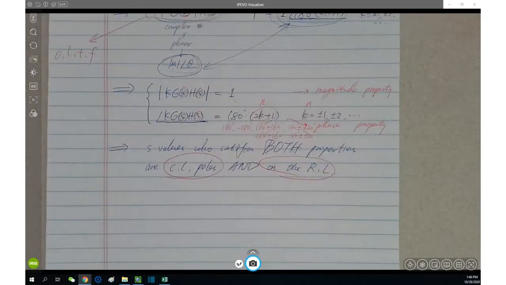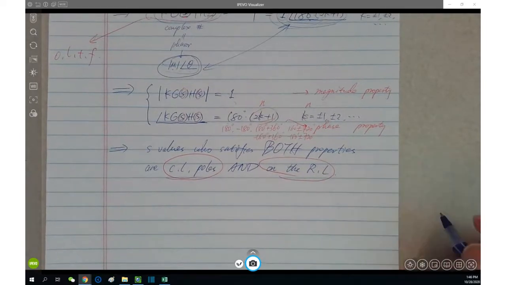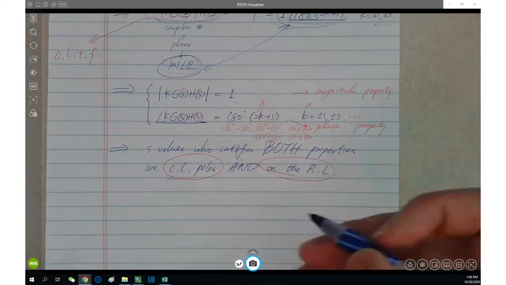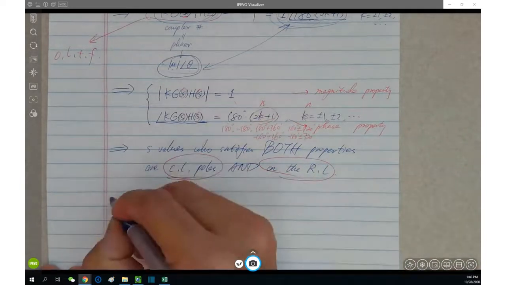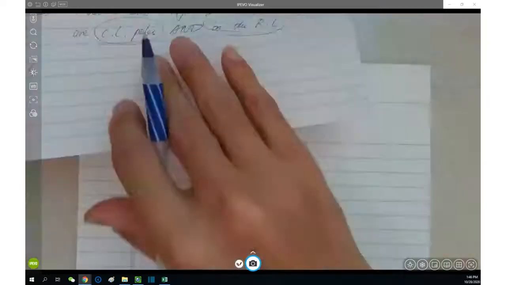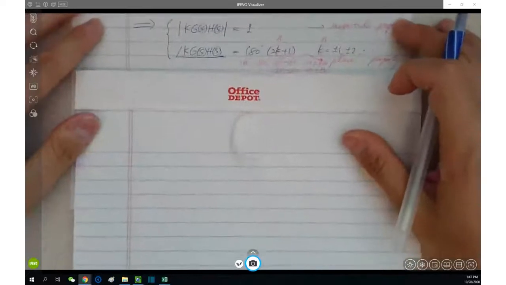So, any other questions? All right, if this is fine, then let's use these two properties to solve some mathematical problem.